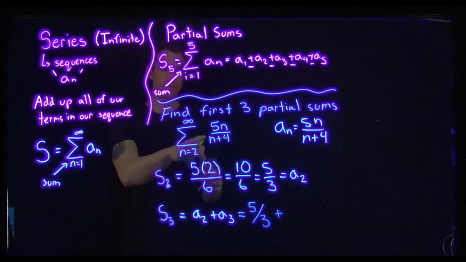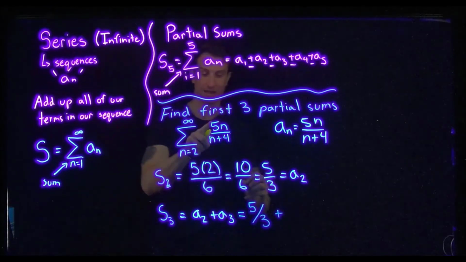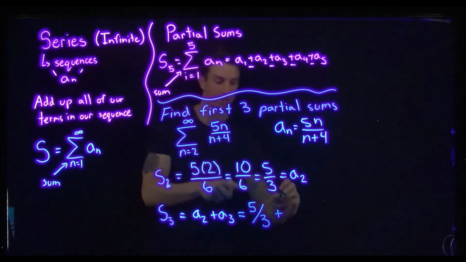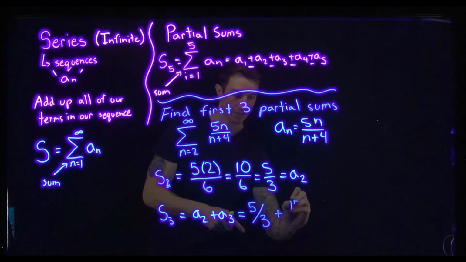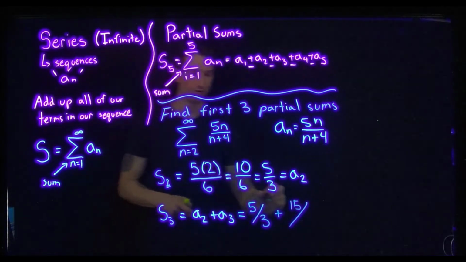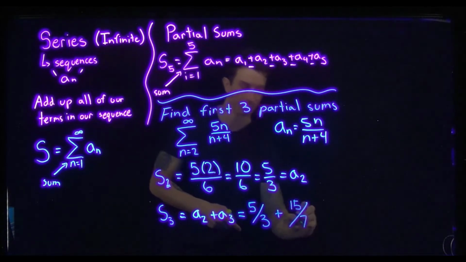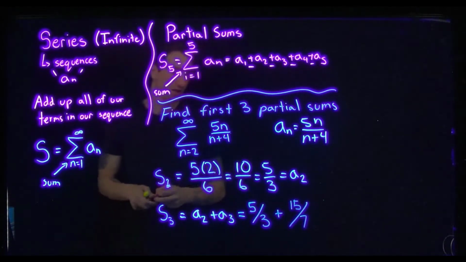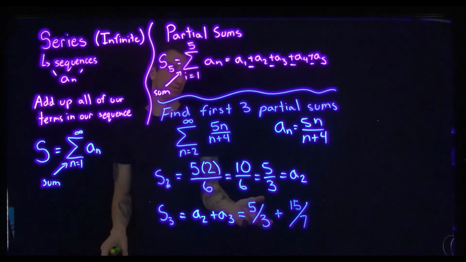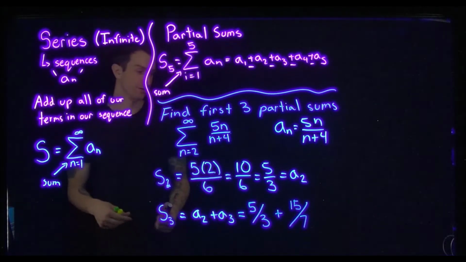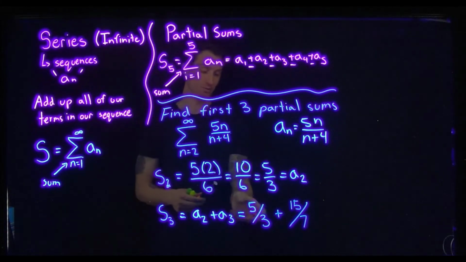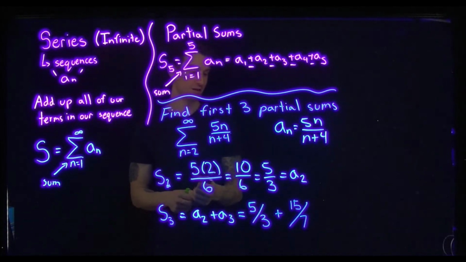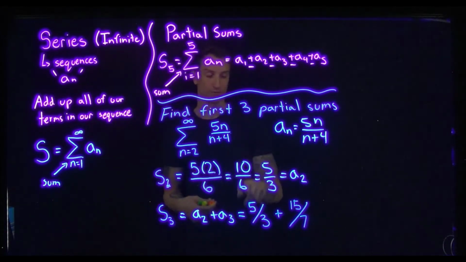What is A3? Well, if I plug in 3 here, what do I get? 5 times 3, 15, divided by 3 plus 4, 7. And I'll pause for a second while you're copying that down. But what we're going to have to do here is find a common denominator. Unfortunately, it's the ugly 21. So we go 5/3 and we need to change it to the common denominator of 21. We multiply the top and bottom by, correct, 7.